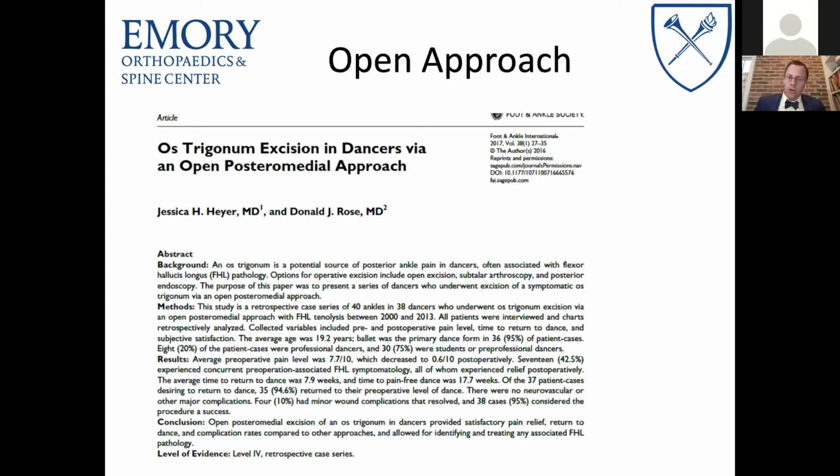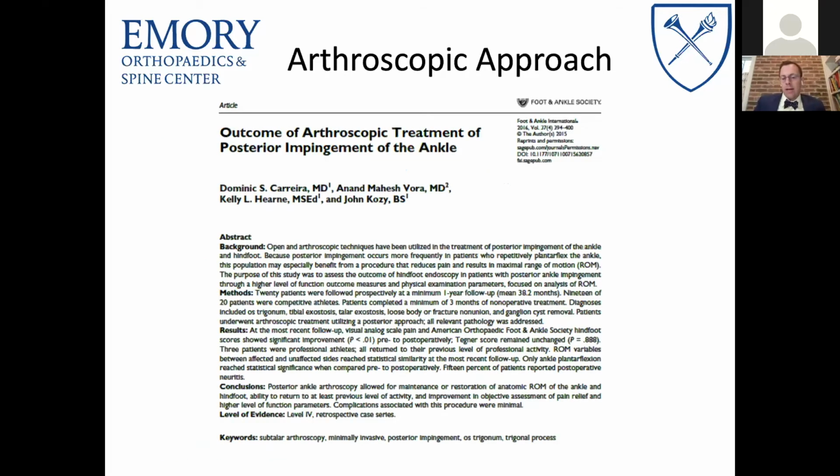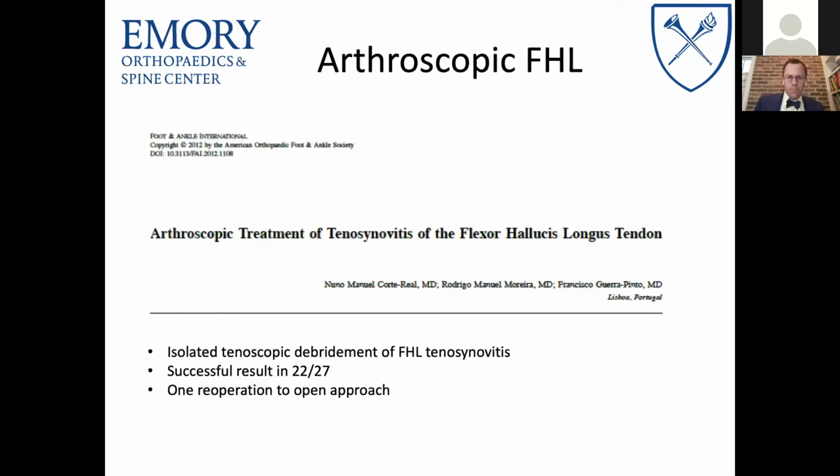And so I think there's good literature to support an open approach, but there's also excellent literature to support an arthroscopic approach as well. This is another study performed looking at 20 patients with 1 year of follow-up, and their Tegner score, which is a measure we use for athletes to see if they get back to the same level of athletics, and almost all their patients did. And again, a low level of complications. Can you do the FHL arthroscopically? You certainly can. It's challenging and it's often not as successful, so it's something to consider.